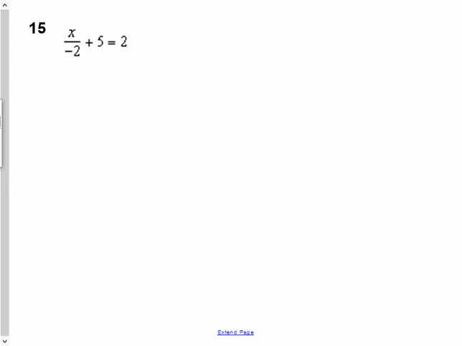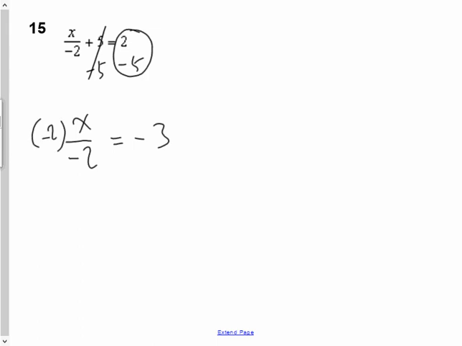In question 15, get rid of your constant first by subtracting 5 from both sides. A negative half of x equals the sum of these two. 5 negatives and 2 positives is 3 negatives. Multiply both sides by negative 2. And x will equal a positive 6, because a negative, again, multiplied by a negative is a positive.